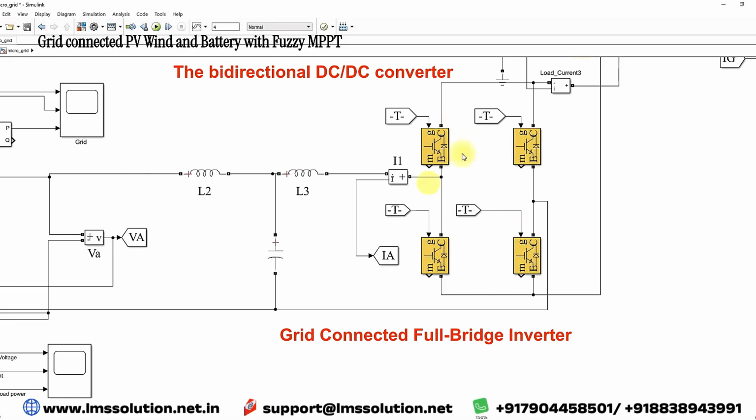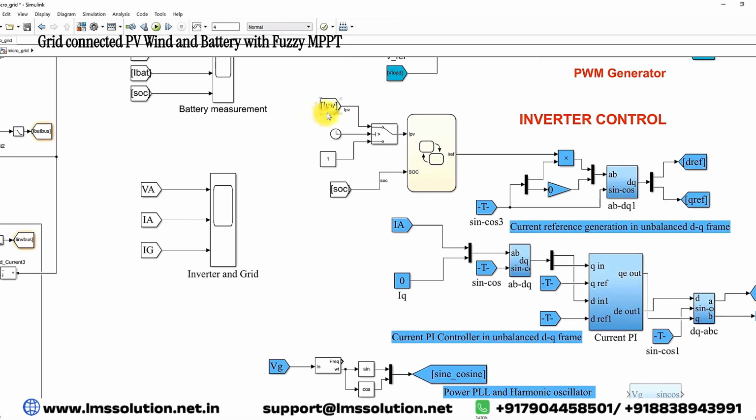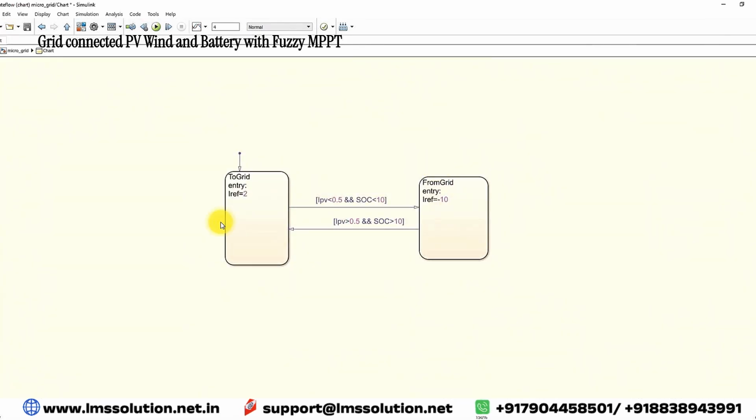This inverter will be controlled by means of the current control concept. That means we have to measure the IPV and SOC, and based upon that we decide the reference current for the inverter. When IPV is less than 0.5 and SOC is less than 10%, the reference we have decided is minus 10. That means minus 10 means the grid should supply the power, because here there is no power in the PV and no charge in the SOC, so we are taking power from the grid.